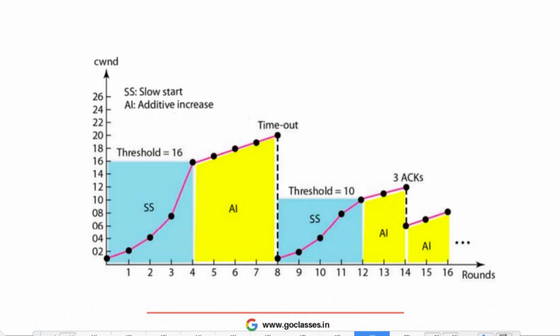So let's take one example. Let's suppose that you are starting with one MSS, and initially obviously there is a slow start. So let's say the threshold that you are having initially is 16. Let's suppose you are starting with 1, and then you will go to 2, you will go to 4, then you will go to 8, you will go to 16, right? Suppose there is no congestion at this point. Now you will go to 17, right? Because there is no congestion, things will go as usual.